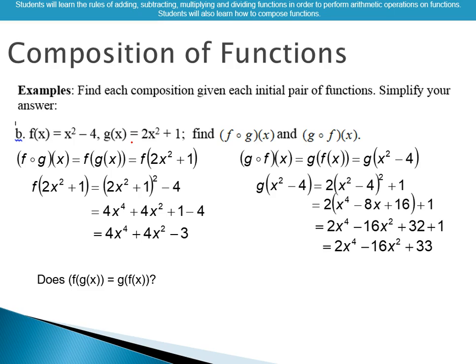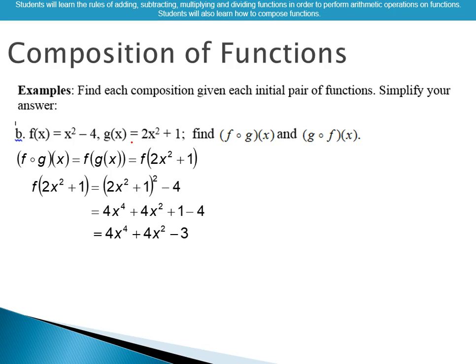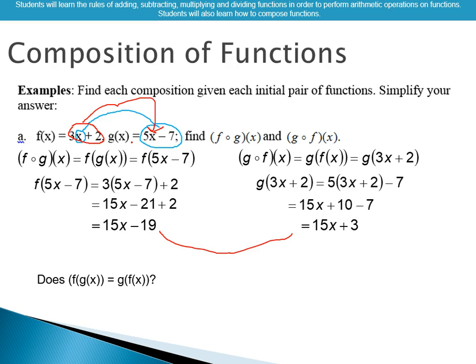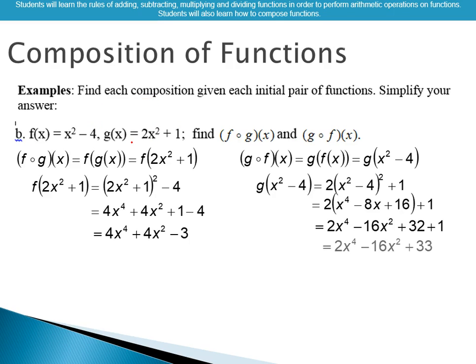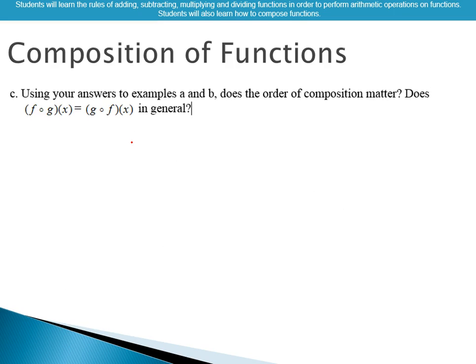So if we look back, these weren't equal. We did f of g, and then we did g of f. And we go backwards. These weren't equal. We did f of g, then g of f. They were still the same functions, but in a different order. So does the order matter? Yeah. The order matters.